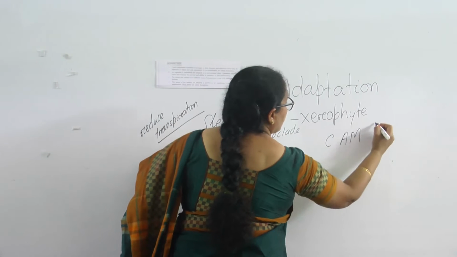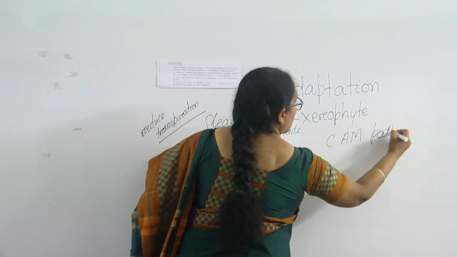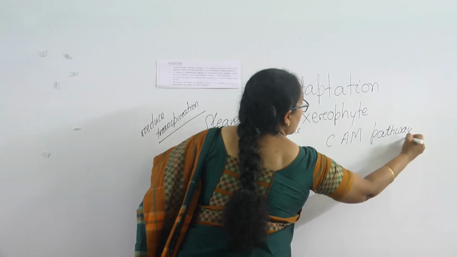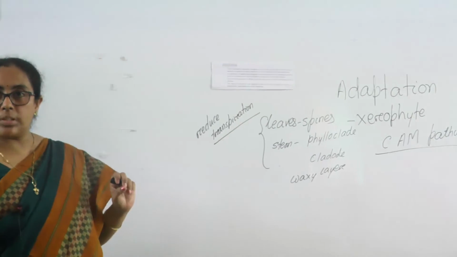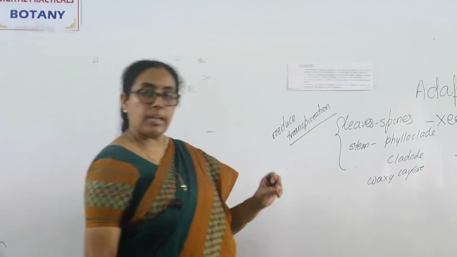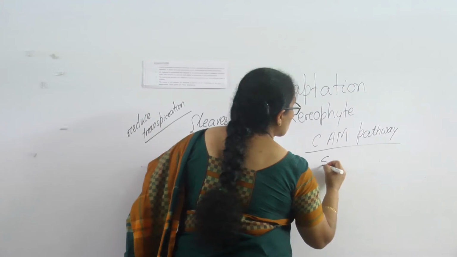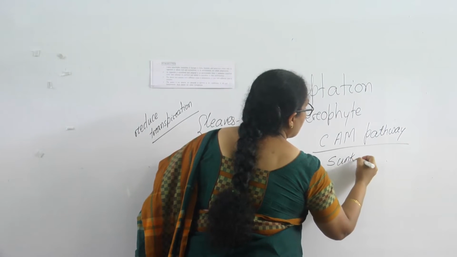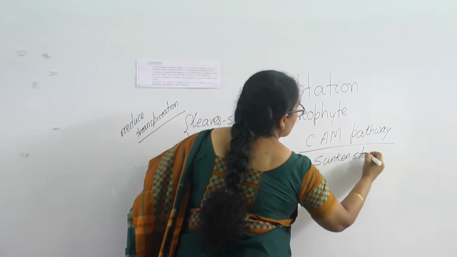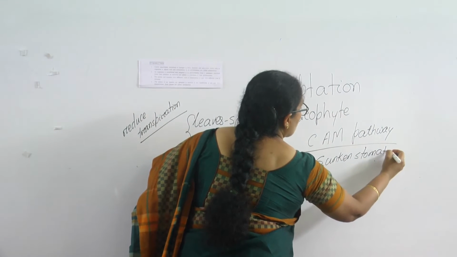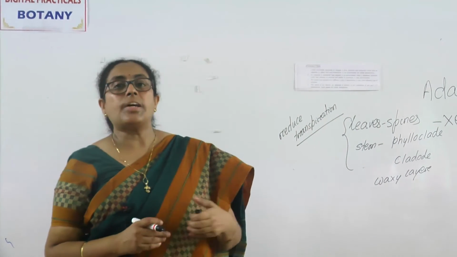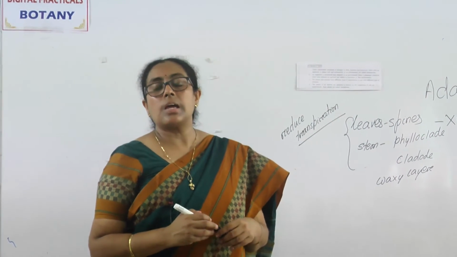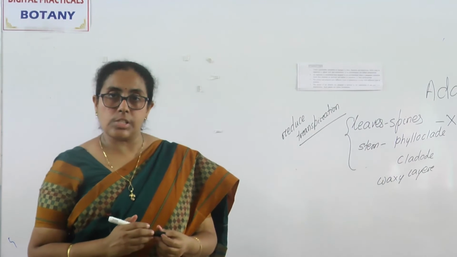The type of photosynthesis they follow is the CAM pathway, and they also have sunken stomata. Now the teacher will explain the different types of xerophytic plants and their adaptive features.